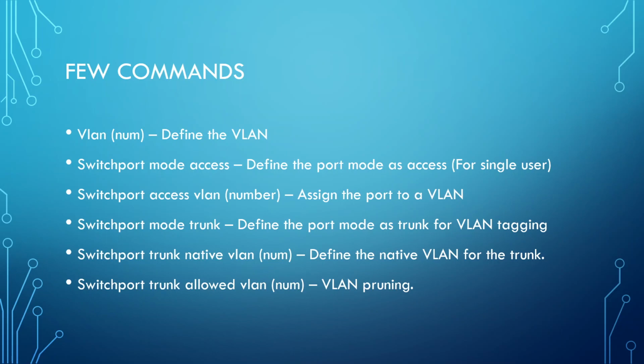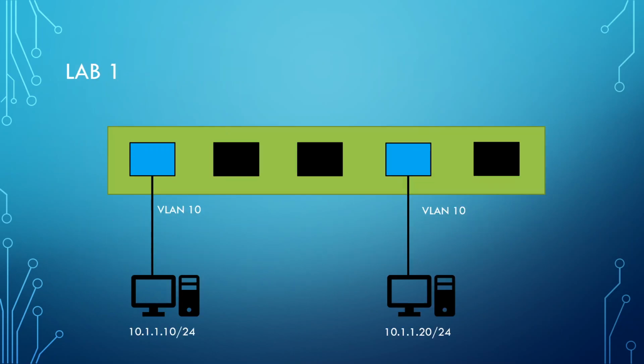With VLAN pruning, we define what VLANs are allowed over the trunk link and what VLANs are not. We'll play around with that to see how that can affect end-to-end communication. And we do that with the command switchport trunk allowed vlan, with add, remove, except, list, and so on. All sorts of things.